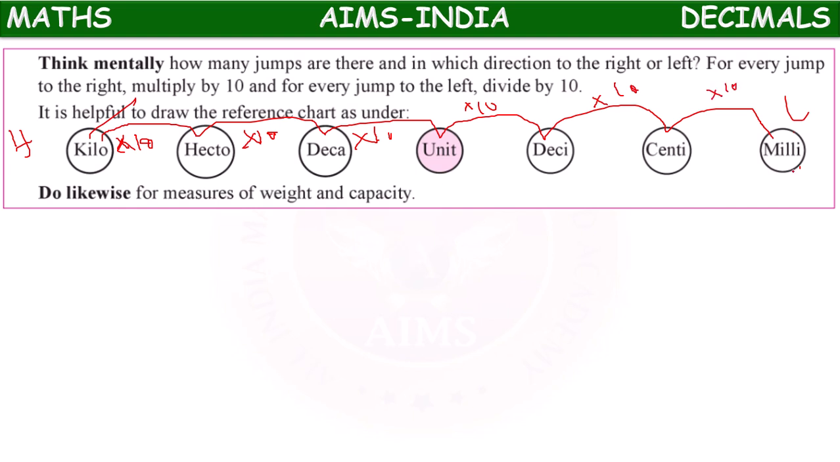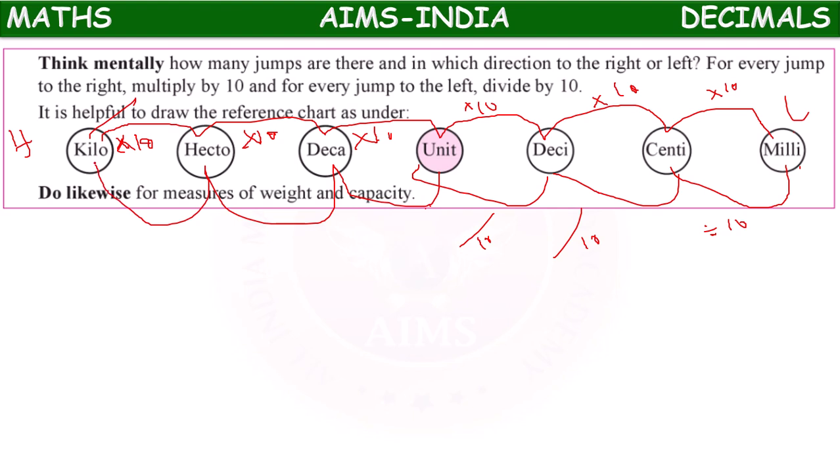Suppose we are coming in reverse manner. Milli to centi, divided by 10. Centi to deci, divided by 10. Deci to unit, divided by 10. Like this, here also divided by 10. So for going right side, higher to lower, multiply by 10, lower to higher, divide by 10. Like that we have to convert for weight and capacity units also.